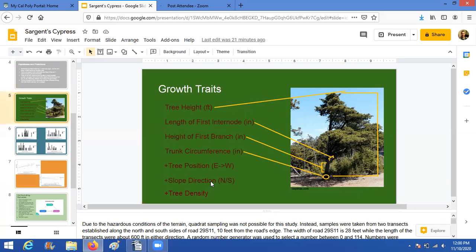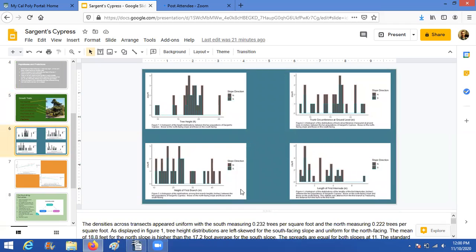Here are the figures. The densities across the transects appear uniform, with the south slope at 0.232 trees per square foot and the north at 0.222, so pretty darn close. Figure 1, tree height distributions are left skewed. You can see the south left. South is blue, north is red.